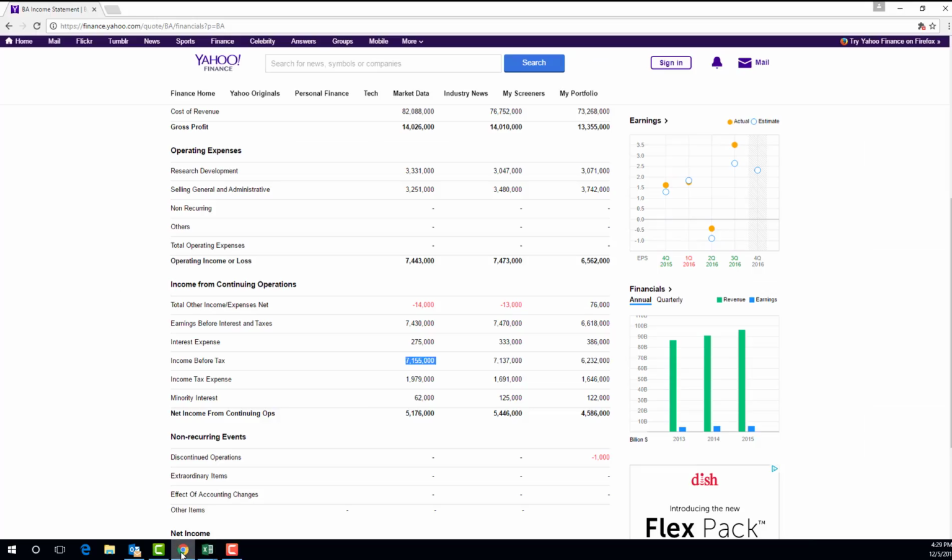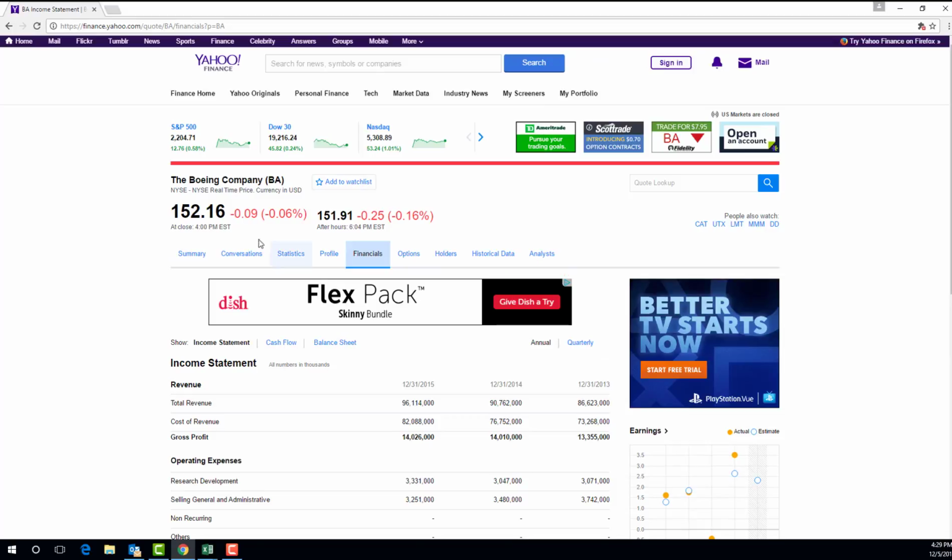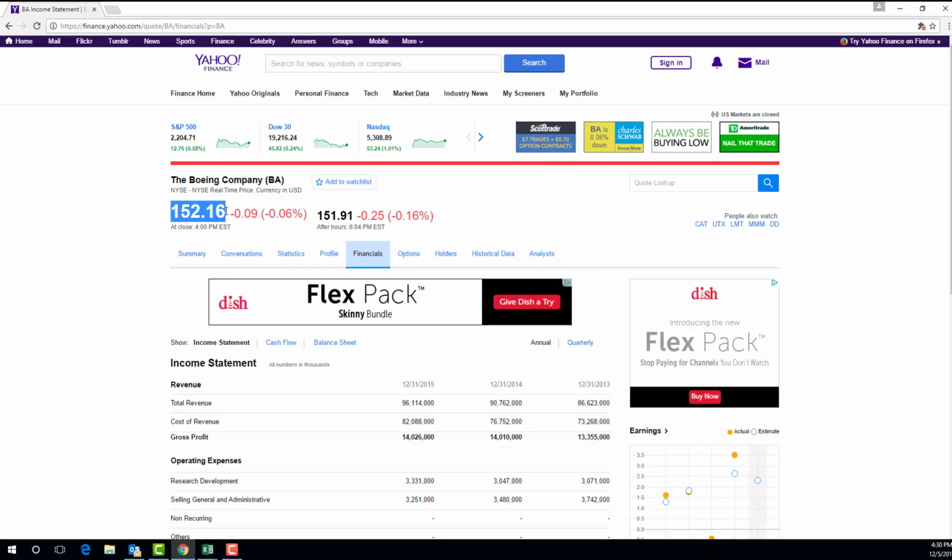But where you would get that, once again, if you're on Yahoo Finance, go up to the top, and that's this big number right here. So today, Boeing's at 152.16. Back when they did this, Boeing was at 53. So we're going to use the 53 number, but this is where you'd get the number right there.